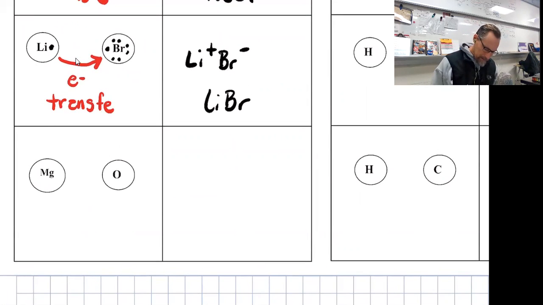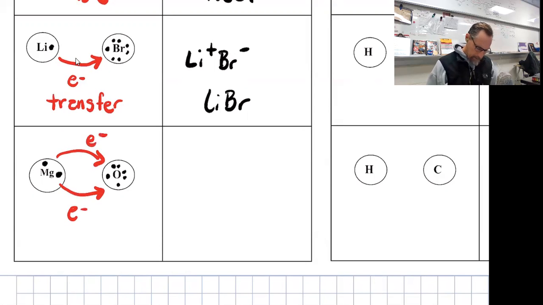So I have magnesium here, which is in group 2, so I'm putting 2 dots there. My oxygen is in group 6, so it has 6 dots. And now I'm going to be transferring actually 2 electrons over. So I'm going to have the transfer of 2 electrons, so 1 there and 1 there.